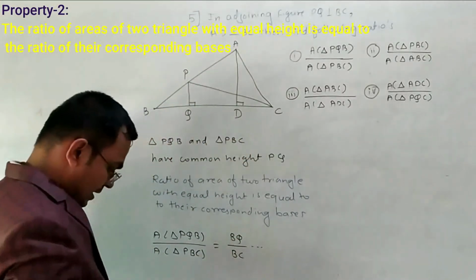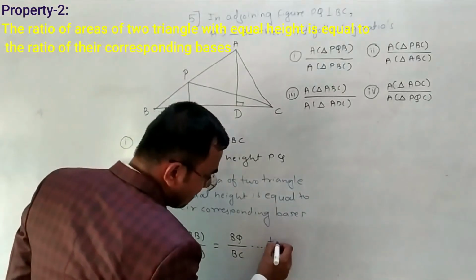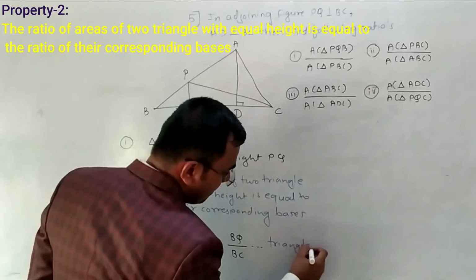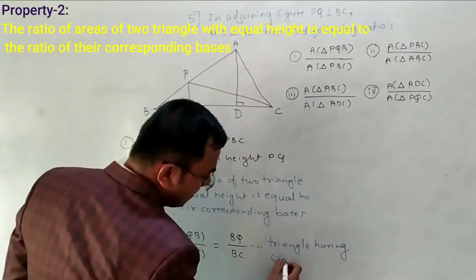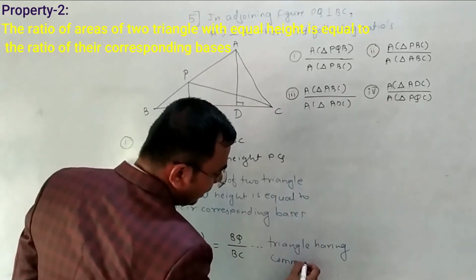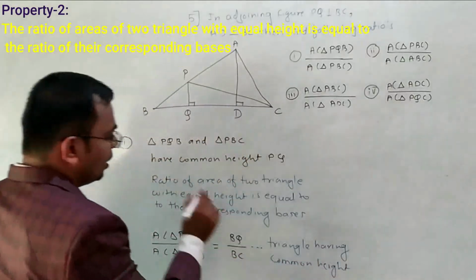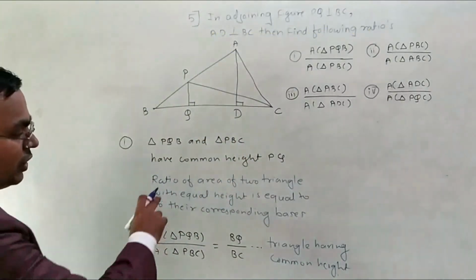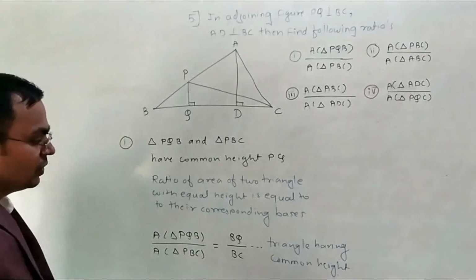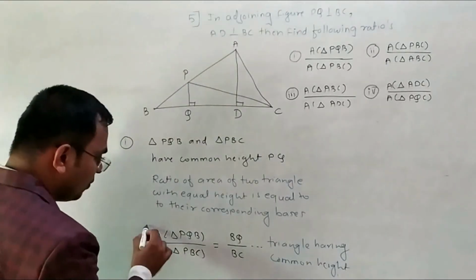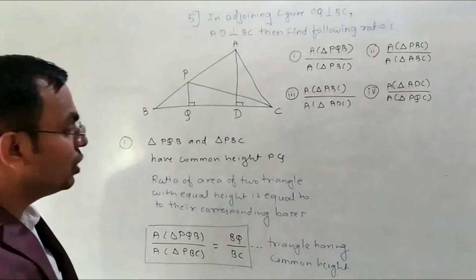By property, triangles having common or equal height. You can write these properties here, there is no need to write it all; only this statement is enough. So this is our proof of sub question number 1. Now we will solve sub question number 2.